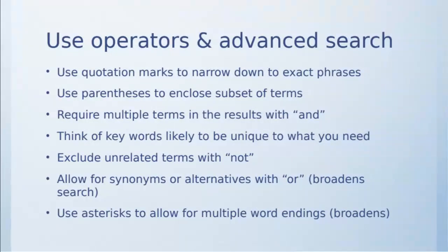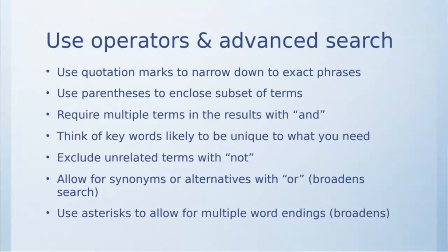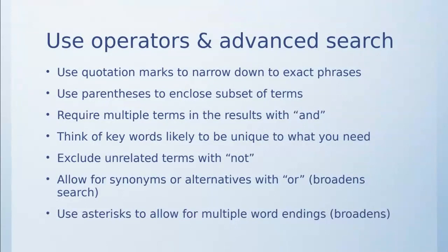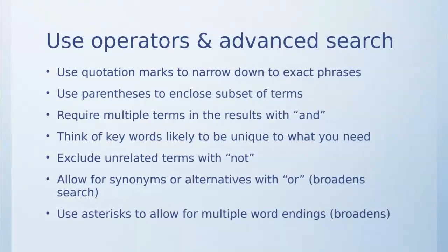My next tip there is use parentheses to enclose a subset of terms. Like if you have synonyms like capital punishment or the death penalty, put it in parentheses. So put capital punishment or the death penalty, meaning you want things with either term in them. And then you can put another term next to it, like ethical. Is it ethical or something like that? The next tip I have is use the word and that will require multiple terms come up in your sources.